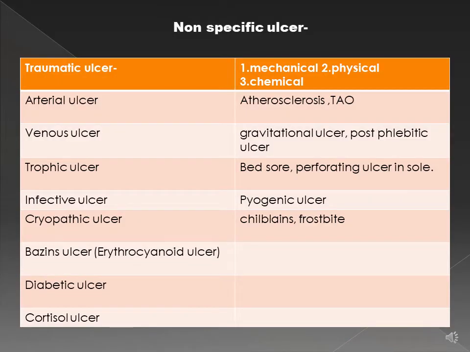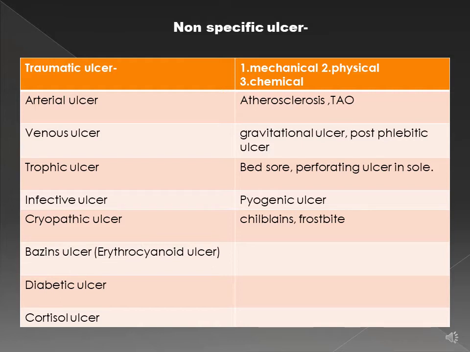Now we'll see non-specific ulcers. It is again subdivided into various forms. First is traumatic ulcer, which includes mechanical ulcer, for example dental ulcers, or physical ulcer, for example electric burn, and chemical ulcer, for example an ulcer formed due to any strong acid. Then the next one is arterial ulcer, which includes atherosclerosis or TAO, that is thromboangiitis obliterans. Then the next one is venous ulcer. It includes gravitational ulcers or post-phlebitic ulcer.